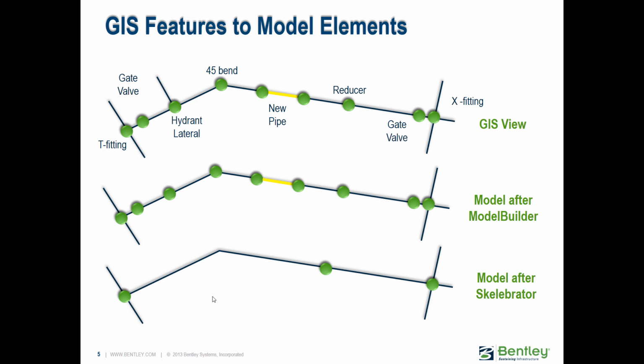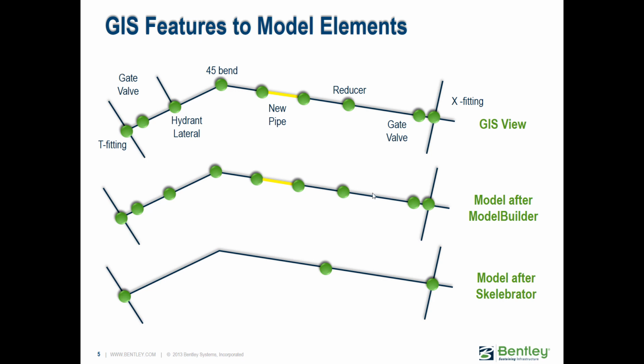Here is an example showing a GIS. The GIS has a much different view of the world than the model. They both have points and lines, but we need a way to convert those point features to model elements, which we can then do things like skeletonizing, simplifying the model down. In the example at the top, your GIS view, you have all these fittings and bends and hydrants and gate valves and this and that.